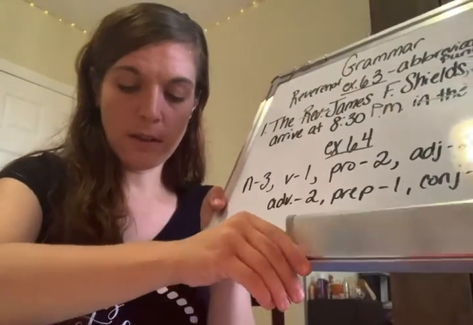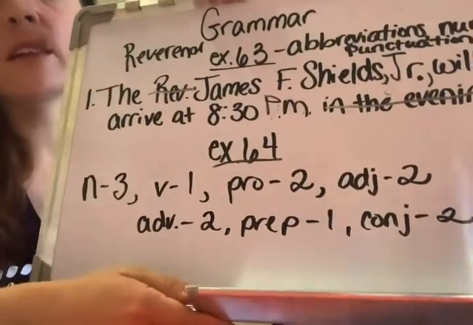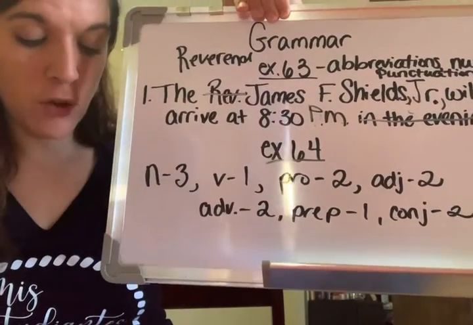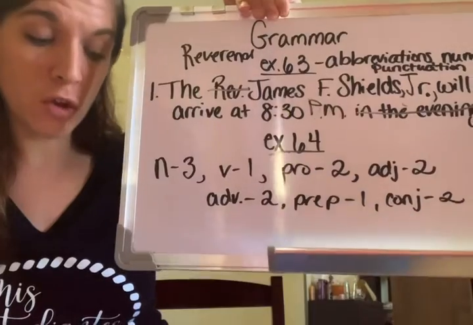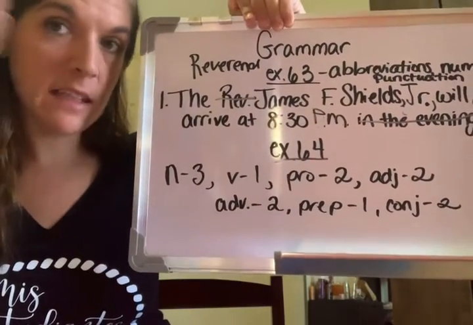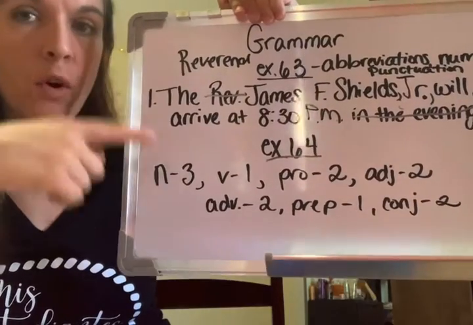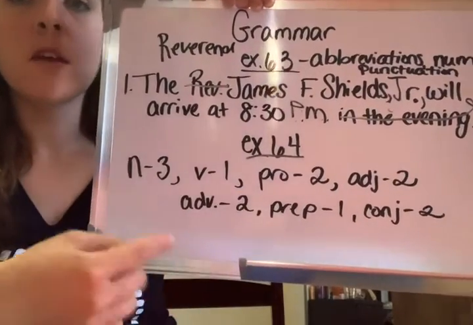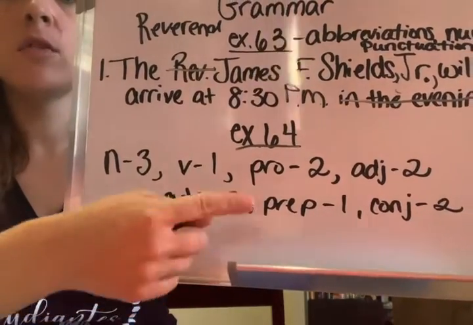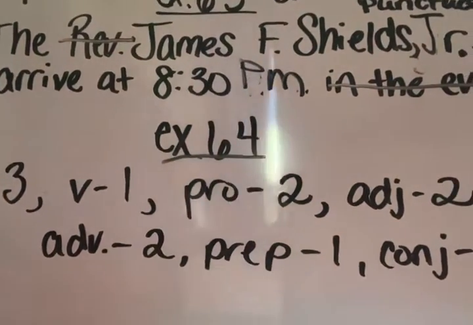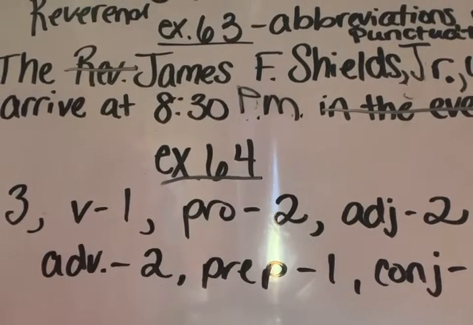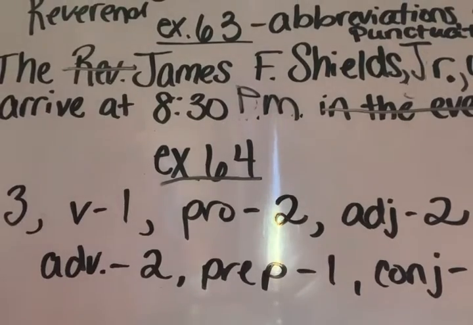Okay? Then in exercise 64, you're going to be going to section 3 for a little parts of speech review. But here I'm going to give you how many of each you're going to find in these sentences. They tell you to do the above the italicized words. So you're not looking for every word. You're just looking for the ones that are slanted, the italicized ones, right? So you have 3 nouns, 1 verb, 2 pronouns, 2 adjectives, 2 adverbs, 1 preposition, 2 conjunctions. Okay, look at that, write that down. 3 nouns, 1 verb, 2 pronouns, 2 adjectives, 2 adverbs, 1 preposition, 2 conjunctions.